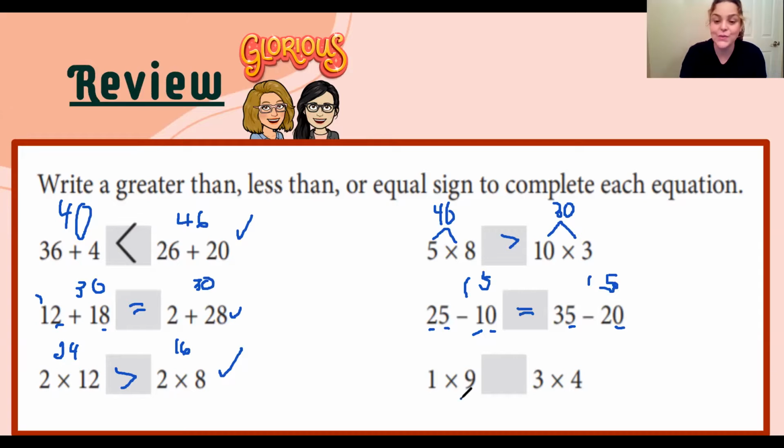And our last one for review, 1 times 9 and 3 times 4. Well, we know that when you multiply 1 by any number, it's always going to be the other number. So 1 times 9 is 9. And then 3 times 4 is 12. So 9 is less than 12. Give yourselves some check marks if you're able to get that. If you missed one, go back and see where you made your mistake.